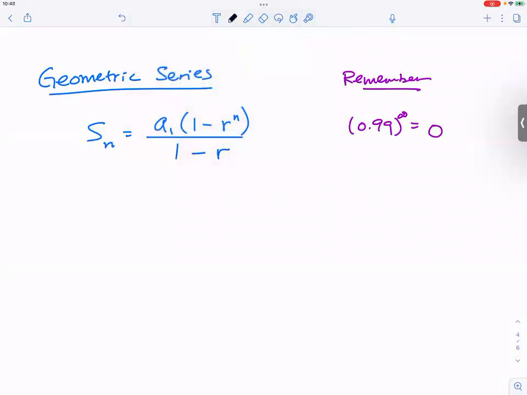I'm going to throw an if right here. If the r that you're multiplying, or the absolute value of r, is less than 1, meaning that it's a fraction, so you're multiplying by a fraction, and n is infinity. What it means practically is that you have an infinite amount of terms that you're adding. You're multiplying and adding a lot of terms together.